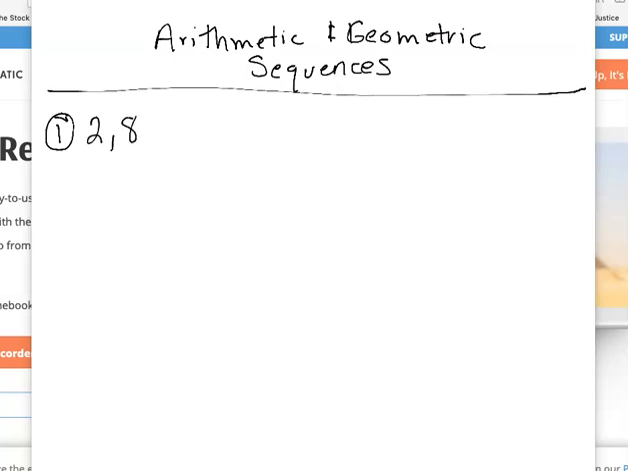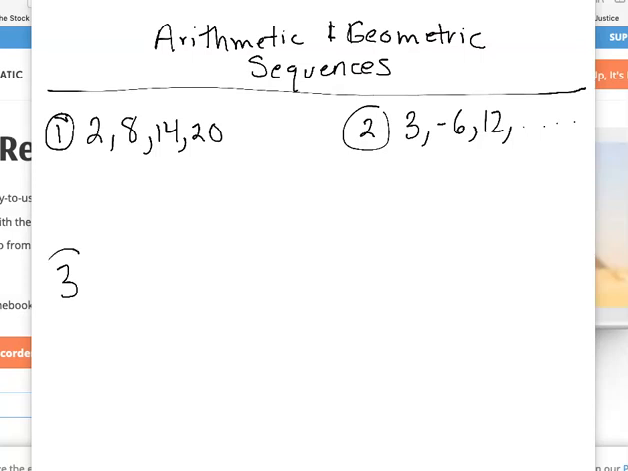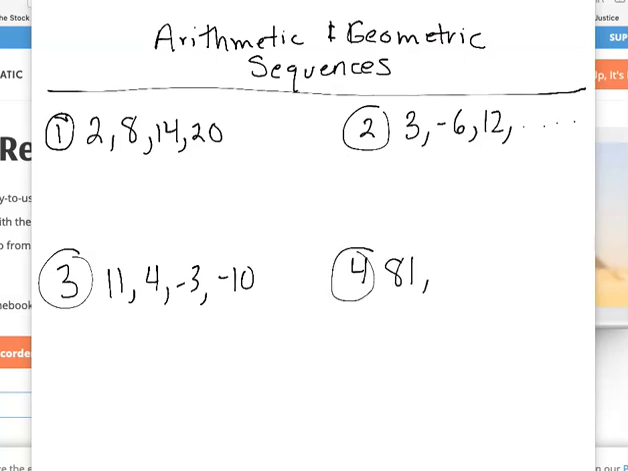2, 8, 14, and 20. The second one, 3, -6, 12. The third one, 11, 4, -3, -10. And that should be the fourth one, 81, 27, 9. And all of these are just going to go on forever.